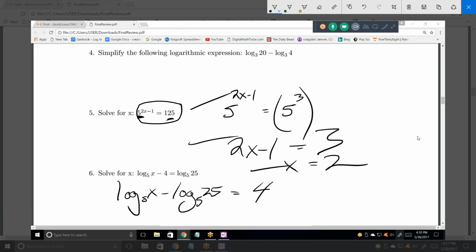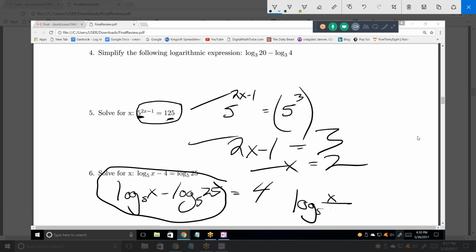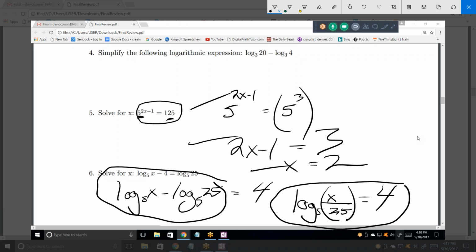Now combine those into a single log expression. It would be dividing, so it'd be log base 5 of x over 25. And then if that is equal to 4, now turn that into an exponential expression, and you'll be able to solve it easily. How do you turn a log expression into an exponential expression?